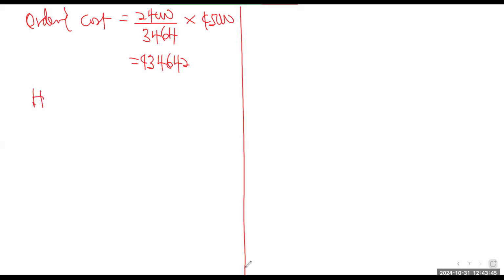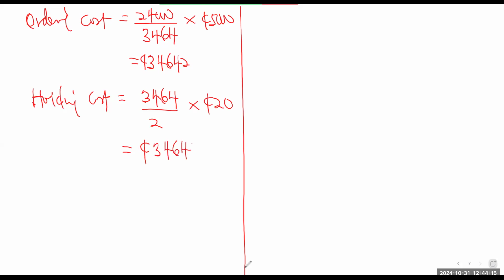We come to the holding cost. Forget about the point. The holding cost will be 3,464 units divided by 2, multiplied by 20. What are we having? 34,640.